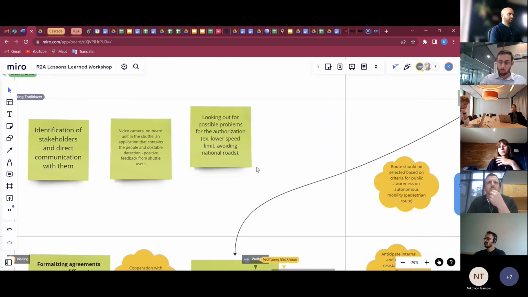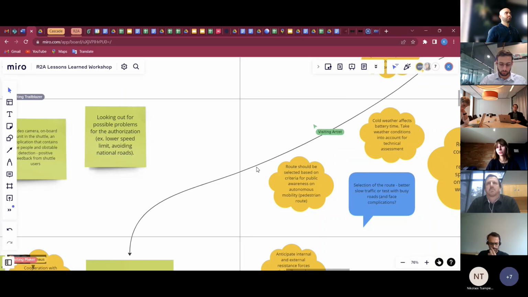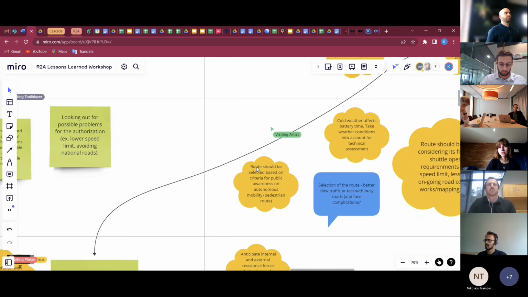Also looking out for possible problems before the shuttle setup was an essential key point. For example, checking the lower speed limit of the roads, avoiding national roads, avoiding high-speed car traffic, etc. So the better the feasibility study of the route is, the better the operation will be in the future, which is quite an obvious conclusion, but very important to note.